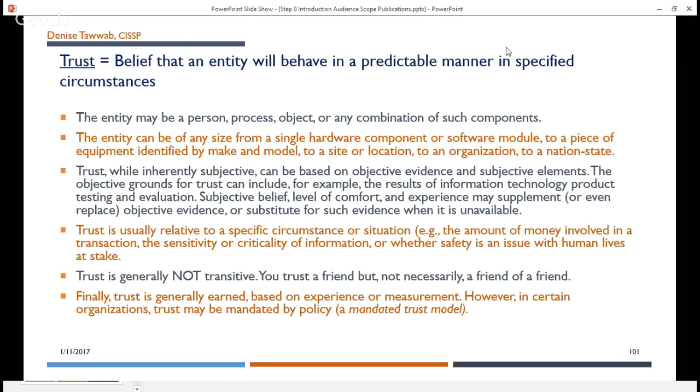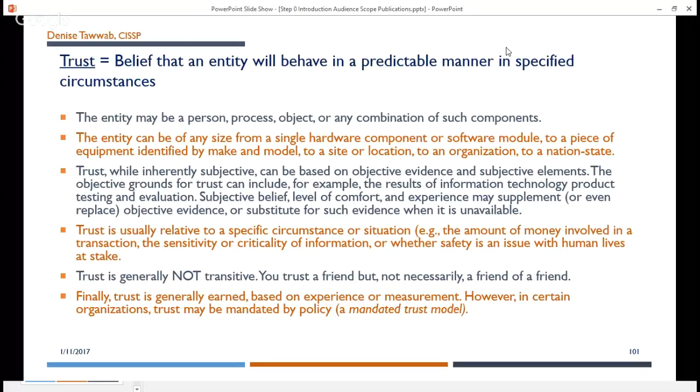It's the belief that an entity will behave in a predictable manner in specified circumstances. And the entity can be a person, process, object, or any combination of those components. The entity can be of any size, from a single hardware component or software module to a piece of equipment identified by make and model, to a site or location, to an organization, or to a nation state.